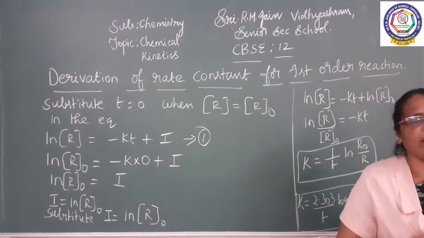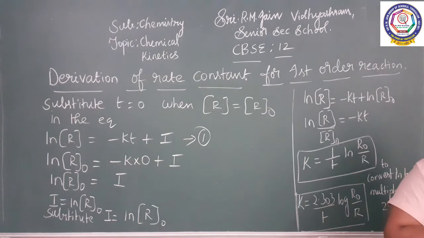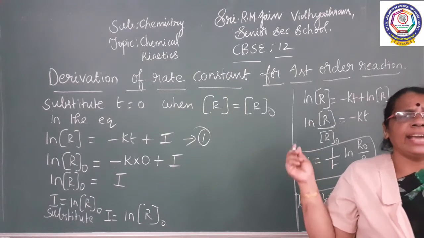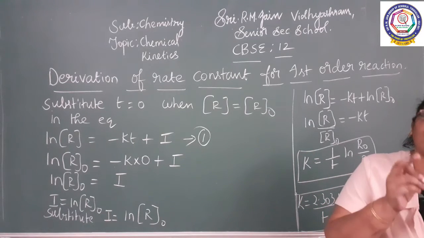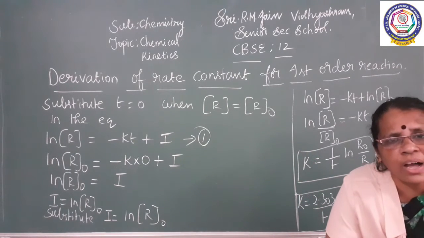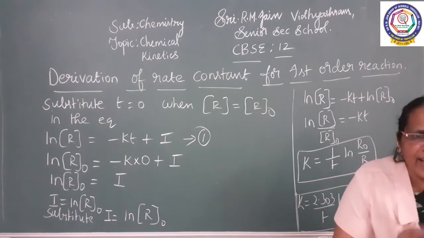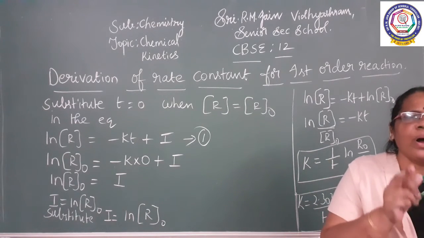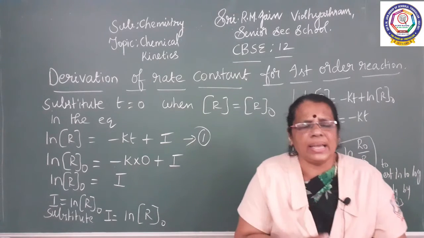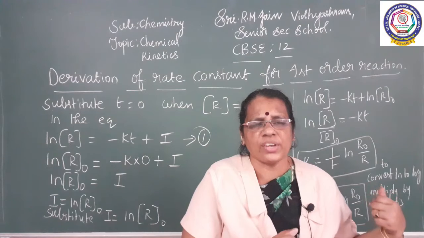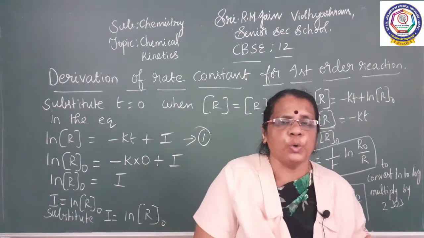Here, I have derived the rate constant by converting natural logarithm into log, so that I can multiply by 2.303, so that natural logarithm is converted into log. So, what is the equation I got here? K is equal to 2.303 divided by T log R naught by R. So, this is the equation. We are going to continue.